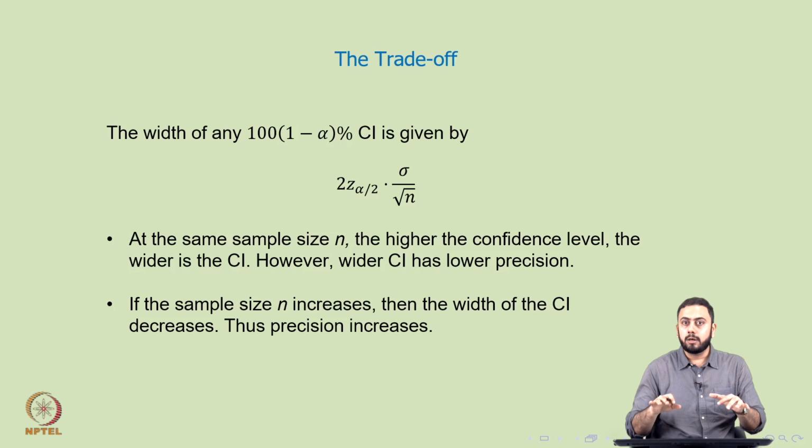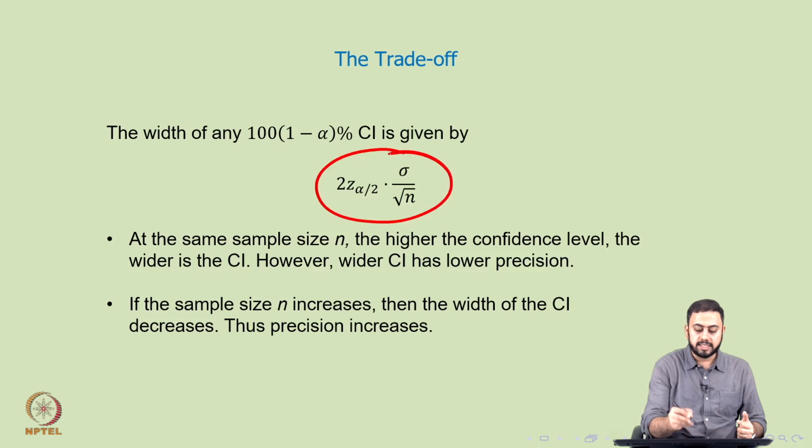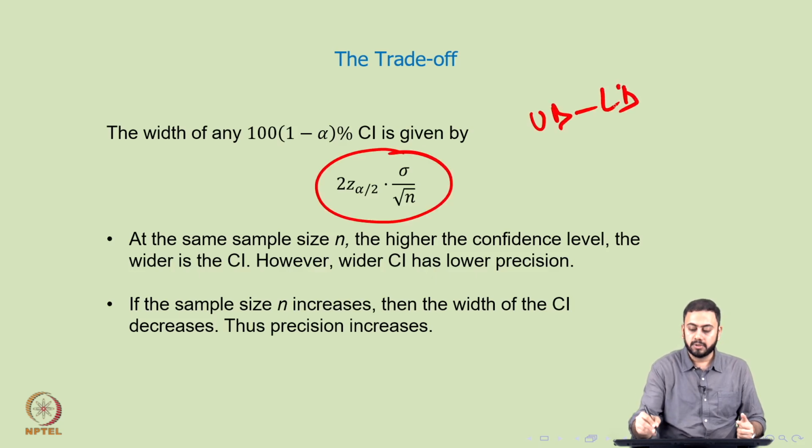Now what exactly is a trade-off? We call this a trade-off. The width of any 100 times (1 minus alpha) percent CI is given by this. So what exactly is the width? Width is nothing but the upper bound minus the lower bound of any interval.